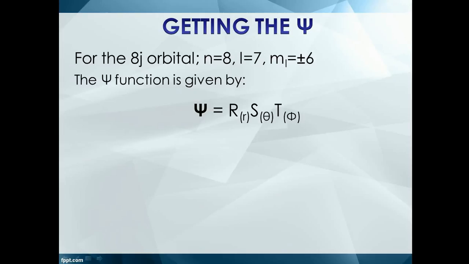So after getting the radial function and the harmonic function Θ(θ)Φ(φ), we now get the complete wave function for the 8J orbital, which is given by the radial function R times the harmonic function Θ and Φ.